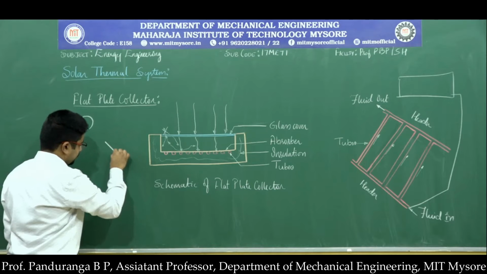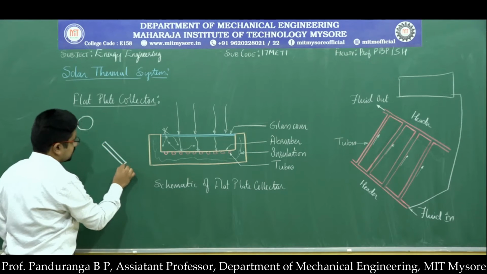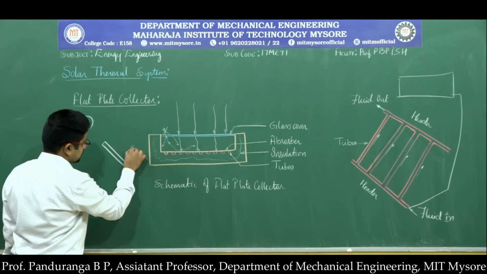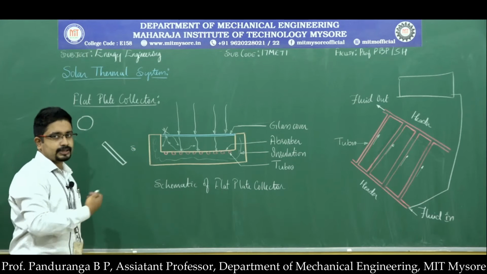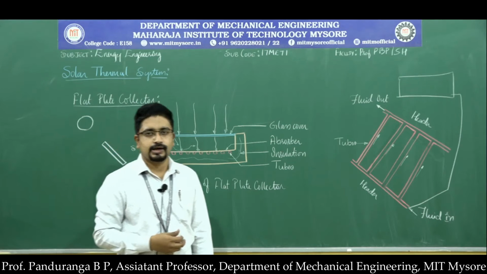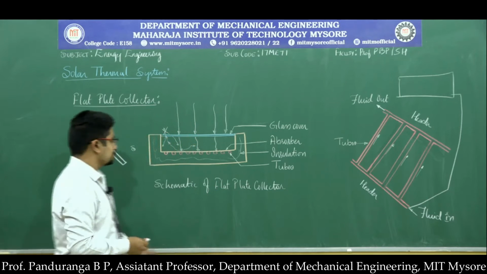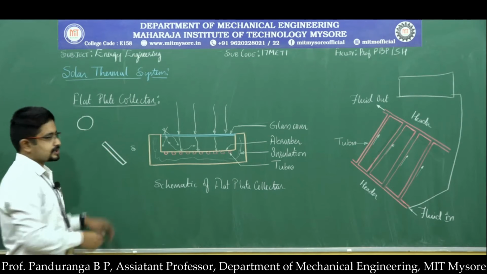Then you will have the flat plate collector in this position. Generally this will be facing south, because as the sun moves from east to west in the sky, it passes in the southern hemisphere. So this will be facing towards south.